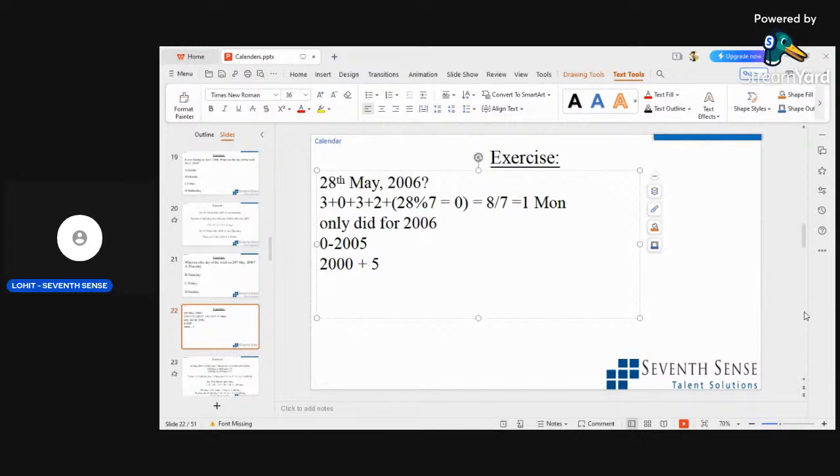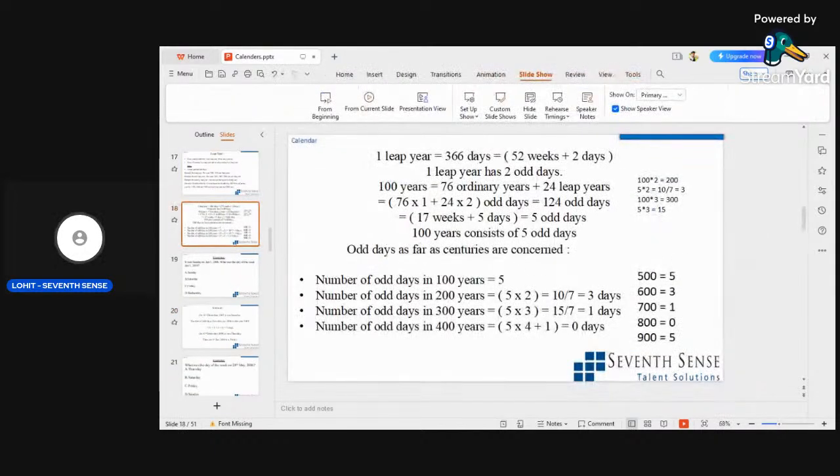Yes, guys. How much will it be for 2000? As I showed you the equivalent, right? 100 will be 5, 200 will be 3, 300 will be 1, 400 will be 0. The same thing will repeat now.